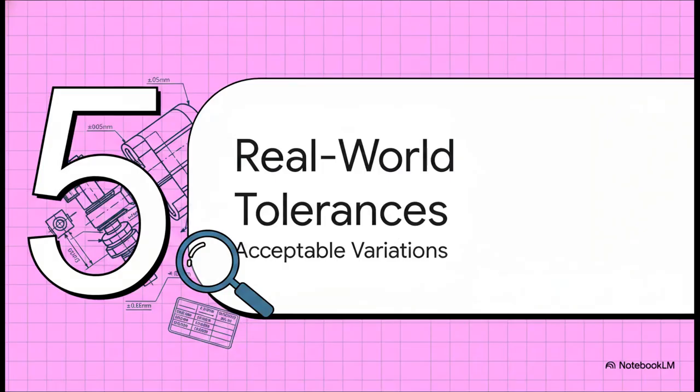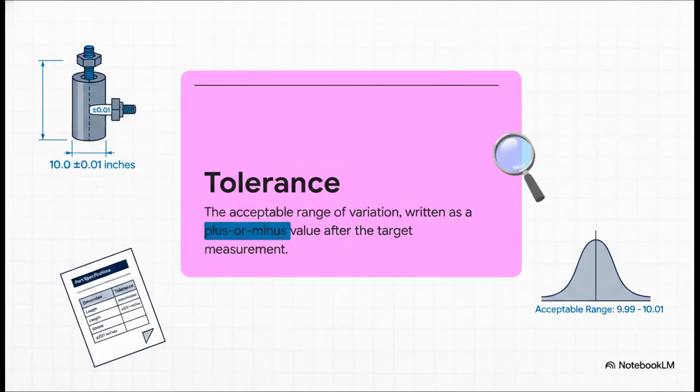Which brings us to our final section, Section 5, Tolerances in the Real World. Because here's the messy reality of manufacturing. Absolute perfection is physically impossible. You ask a machine for exactly 10.0 inches, you're going to get 10.01 or maybe 9.99 inches, and that's where tolerance comes into play. Tolerance defines the acceptable range of variation in a manufactured part.